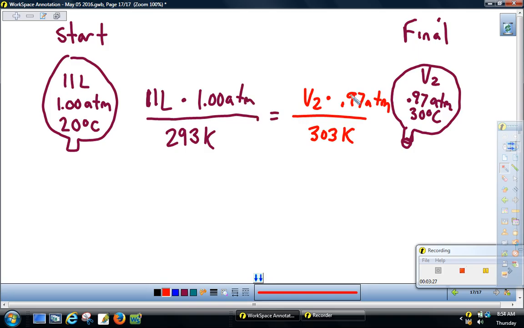Alright, so pressure is dropping. That results in the balloon getting a little bit bigger. Temperature is also increasing by a little bit. That will result in our balloon getting a little bit bigger. So our answer needs to be greater than 11 liters. If it's not greater than 11 liters, then we know we did something wrong. So let's go ahead. We cross multiply.